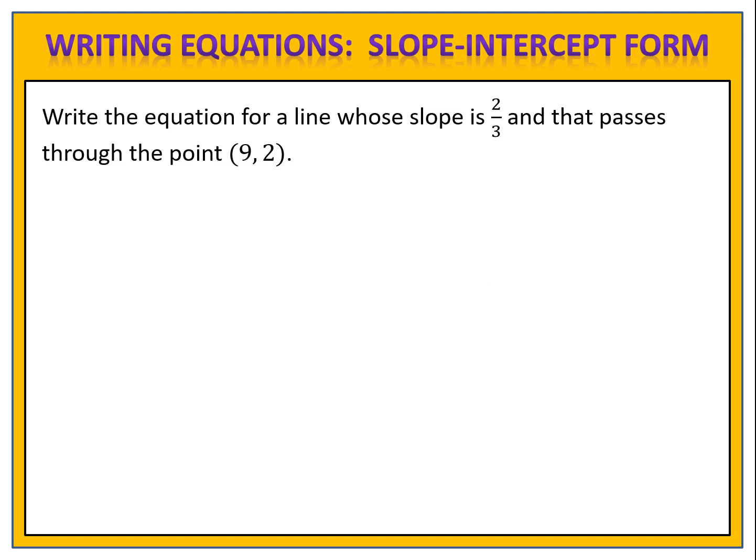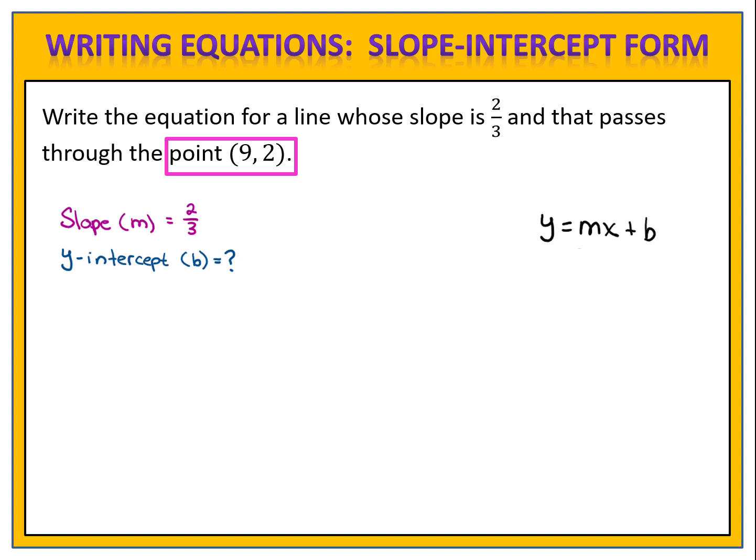In the first exercise, we want to write the equation of a line whose slope is 2/3 and that passes through the point (9, 2). The slope-intercept form of the line is y equals mx plus b. In order to write this, we need the slope and the y-intercept. We know from the problem that the slope is 2/3. The y-intercept, however, is unknown to us. What's given to us instead is a point, (9, 2). We'll make a note of that point because we can use it to find the y-intercept.